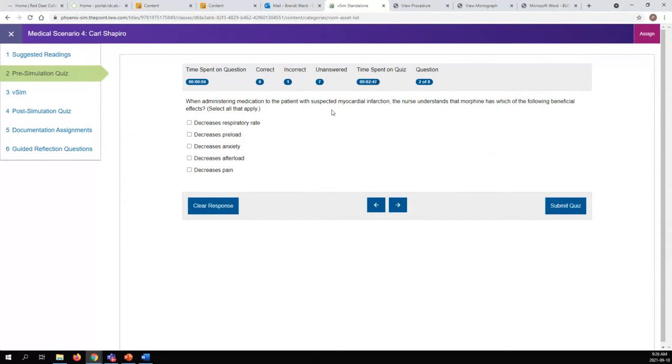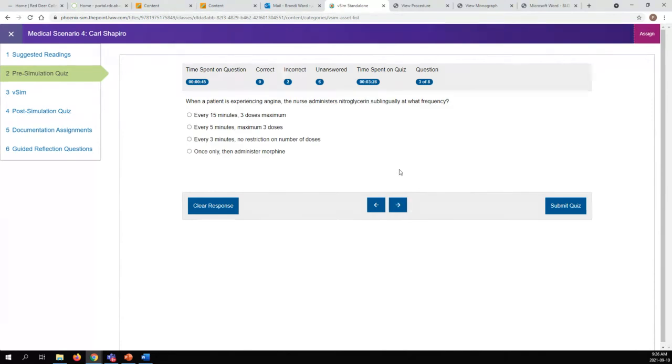When administering medication to the patient with suspected MI, the nurse understands that morphine has which of the following benefits? Again, it says select all that apply: decrease respiratory rate, preload, anxiety, afterload. I'm going to assume morphine is going to decrease pain. We probably know also, because of the effect on the brain, it's going to decrease some anxiety because it creates that euphoric feeling. Maybe let's go with decreases preload. And you know what? I know morphine affects the respiratory rate, so hey, let's pick that one.